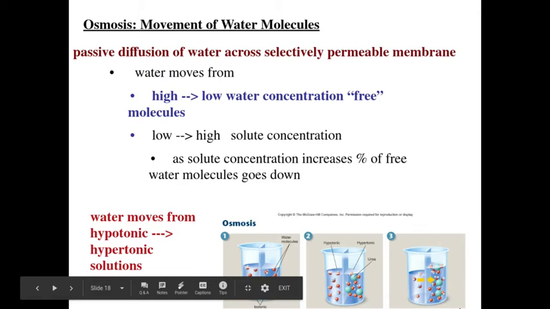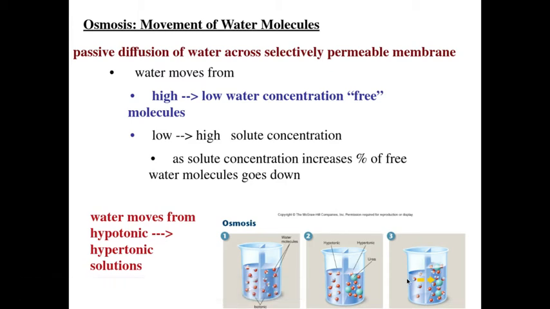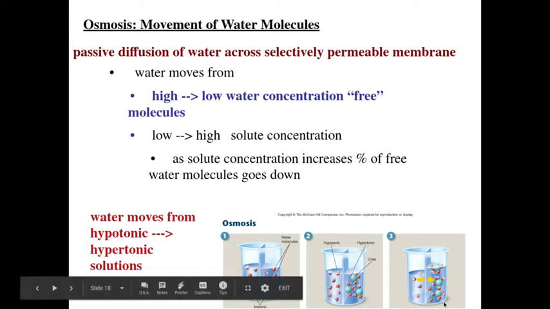And so, for example, if we looked at this, we would label this side as hypotonic because there aren't any solute particles. We would label this side as hypertonic because there are solute particles, the urea, it's there. And then I would draw an arrow going towards this side of the membrane.